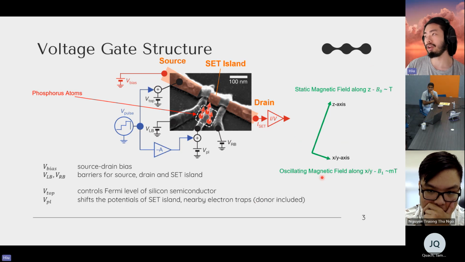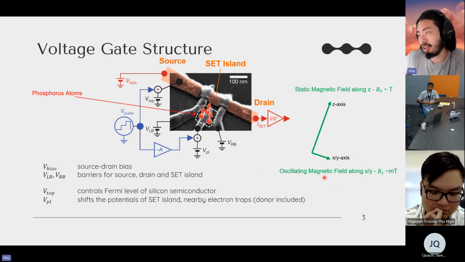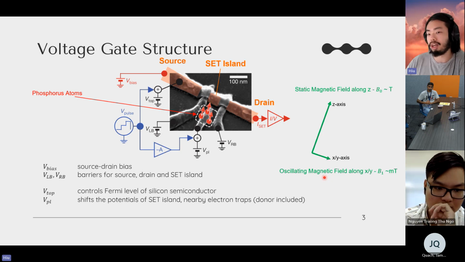Additionally, you have the static magnetic field along the Z axis of the qubits, which creates the Zeeman splitting. And then you have the oscillating magnetic field on the XY, which gives you the Rabi driving between spin up and spin down.